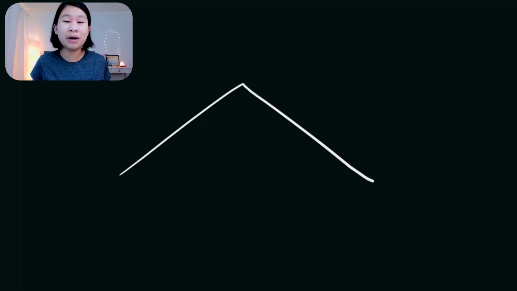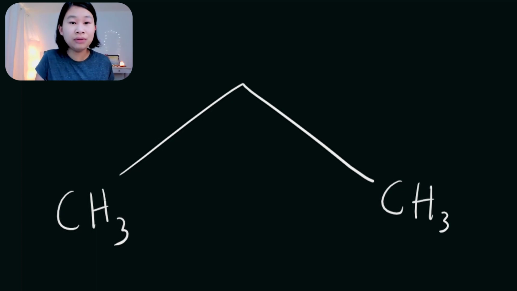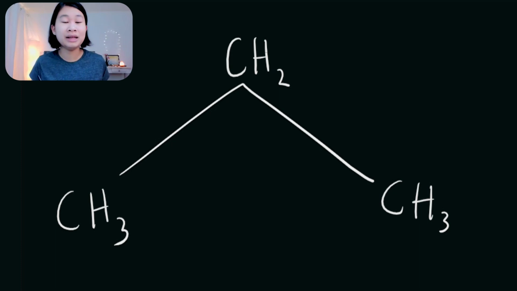This is an example of a bond line formula, sometimes also known as a Kekule structure. Now, the way you read this is that the lines here indicate bonds, and because we only have single lines here, this is all single bonds. And so you would read this as CH3 at the end, so you have a carbon attached to 3 hydrogens at the end, and that goes the same for the other side. And then in the middle, with this little bend, you have a CH2.